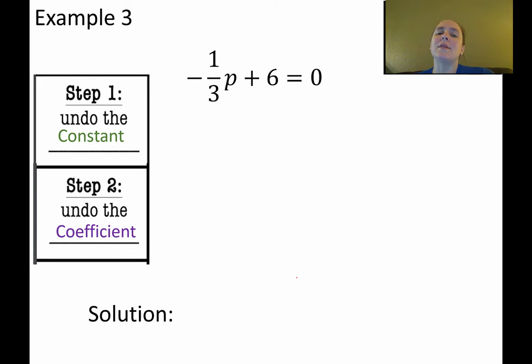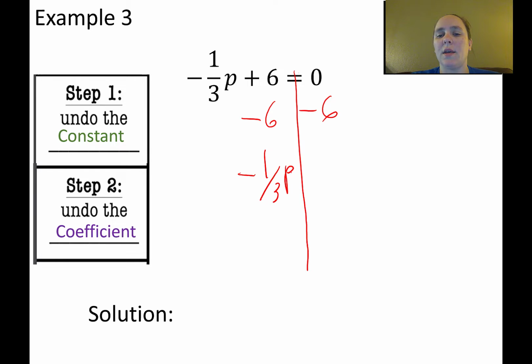All right, next one. Now, yes, this one has a fraction in it, but I'm going to show you how to work with these. All right, so still, first thing I look at, what is my constant? Okay, the constant is the plus 6, so I'm going to subtract 6 on both sides. Okay, so that leaves me with negative 1/3 p equal to negative 6, or sorry, 0 minus 6 is negative 6.